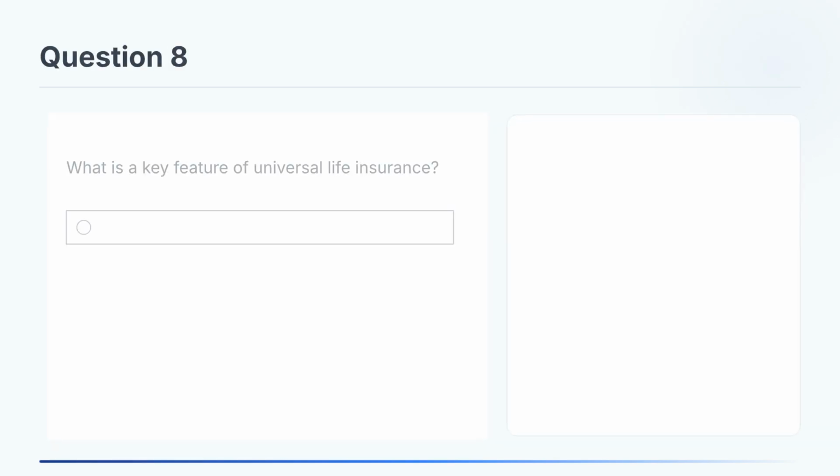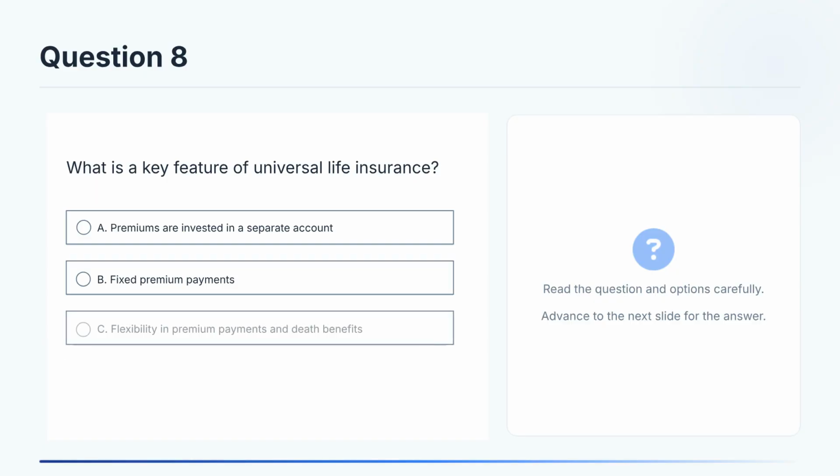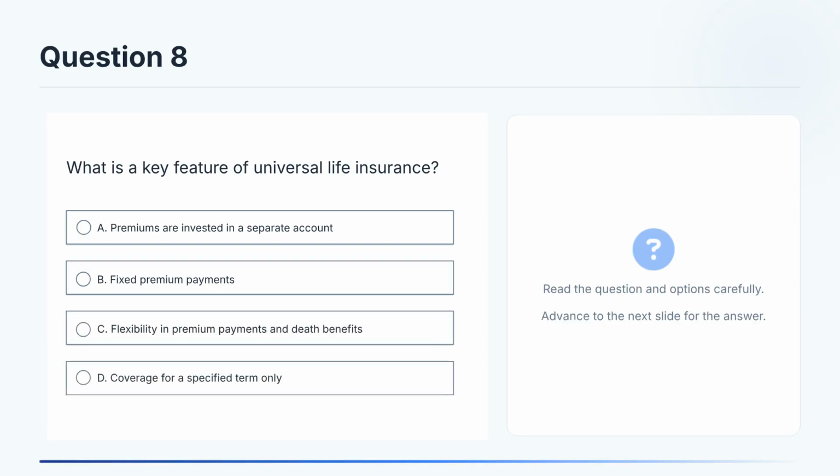Question 8. What is a key feature of universal life insurance? A. Premiums are invested in a separate account. B. Fixed premium payments. C. Flexibility in premium payments and death benefits. D. Coverage for a specified term only.